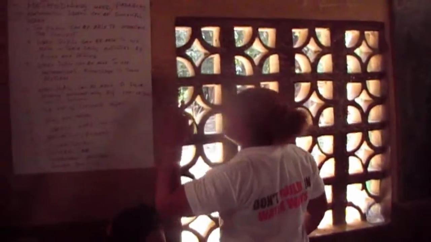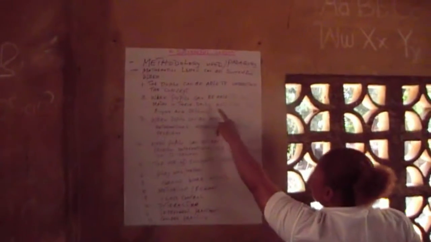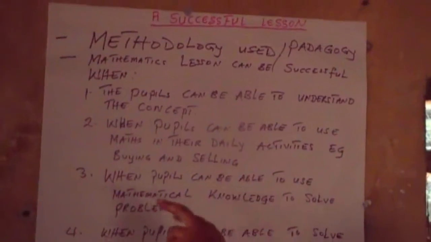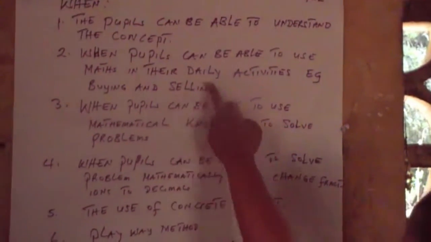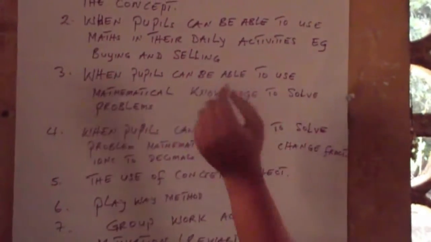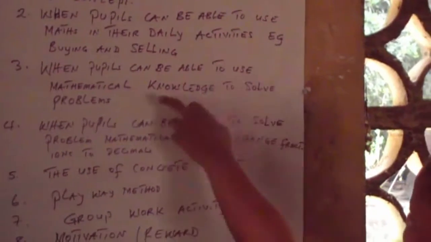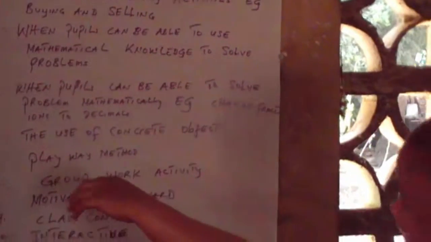Mathematics lesson can be used successfully when: 1. The pupils are able to understand the concept. 2. When the pupils are able to use math in their daily activities, for example, buying and selling. 3. When pupils are able to use mathematical knowledge to solve problems.